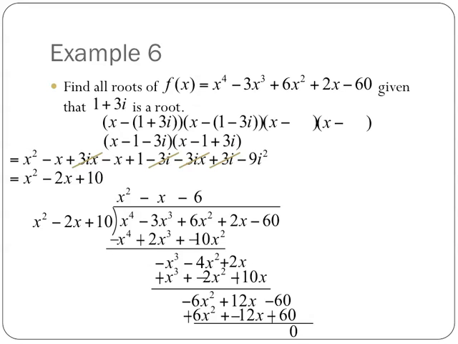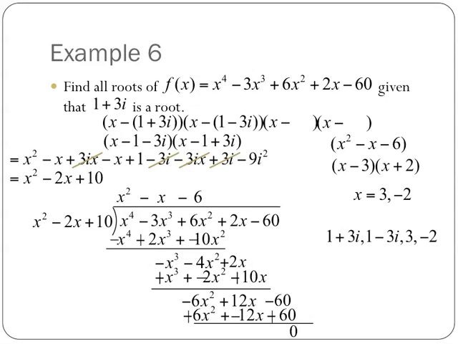So those last 2 factors that we weren't able to completely write out, where we just wrote x minus and x minus, this should multiply to x squared minus x minus 6. Now, let's see if that's factorable. So if we try to factor that, that is in fact factorable. It becomes x minus 3 and x plus 2, which means that our roots are at 3 and negative 2. So find all 4 roots of this polynomial. Well, that's 1 plus 3i, 1 minus 3i, 3, and negative 2.